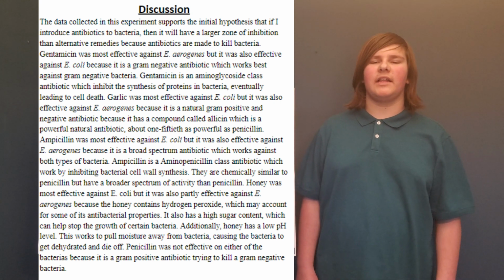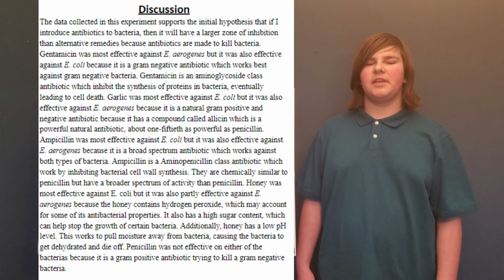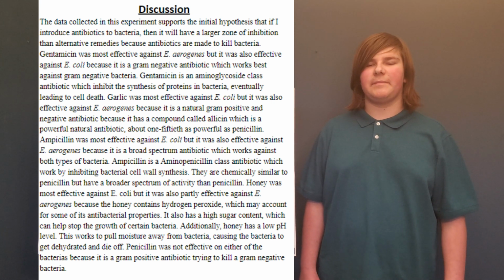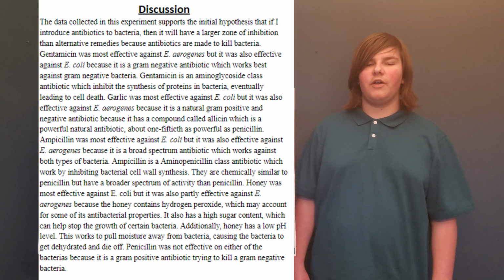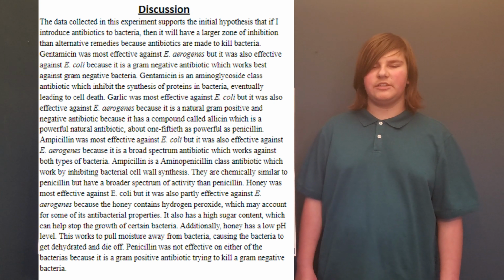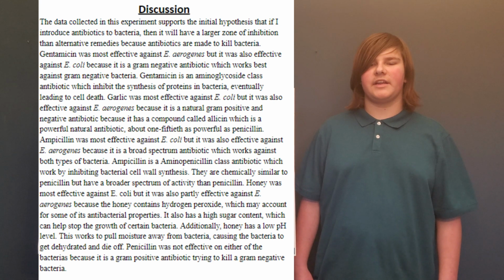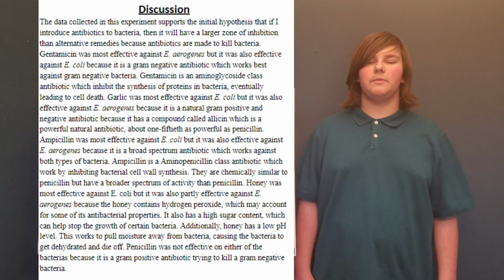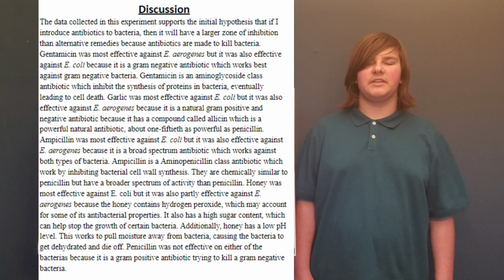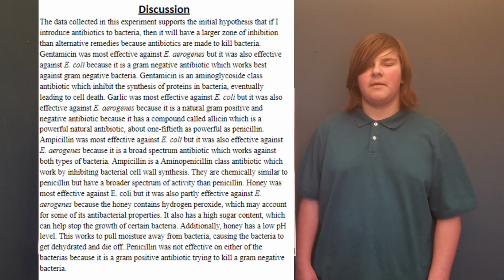Honey was most effective against E. coli, but was also partly effective against Enterobacter aerogenes, because honey contains hydrogen peroxide, which may account for some of its antibacterial properties. It also has a high sugar content, which can help stop the growth of certain bacteria. Additionally, honey has a low pH. This works to pull moisture away from the bacteria, causing the bacteria to dry up. Penicillin was not effective on either of the bacteria because it is a gram-positive antibiotic trying to kill gram-negative bacteria.